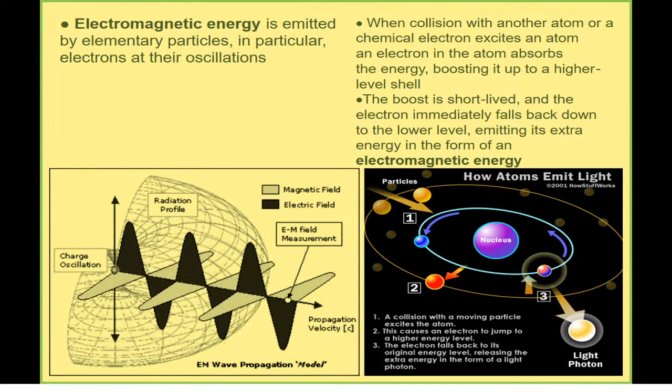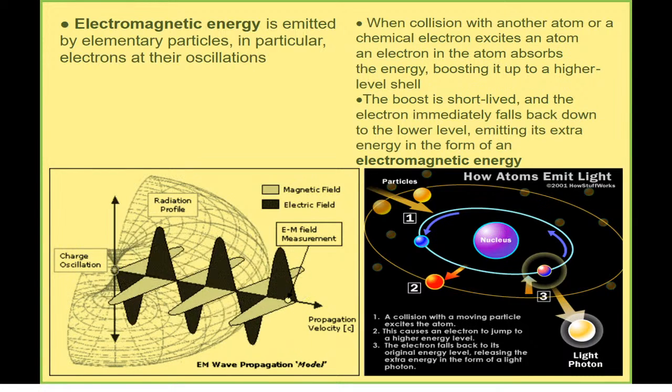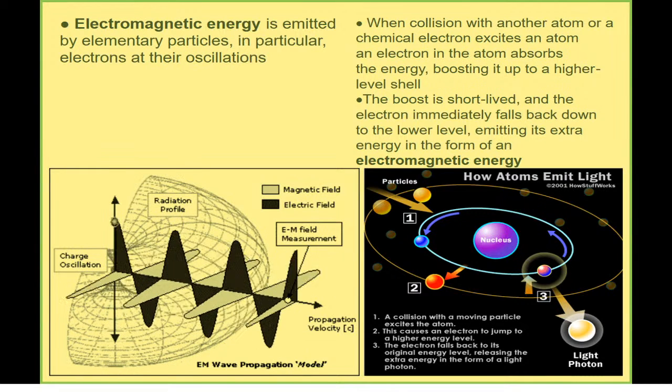So when a collision with another atom or a chemical electron excites an atom, an electron in the atom absorbs the energy, boosting it up to the higher level shell. The boost is short-lived and the electron immediately falls back down to the lower level, emitting its extra energy in the form of electromagnetic energy. So you can see one more time, we discuss the processes of the energy transformations from one form into another form.